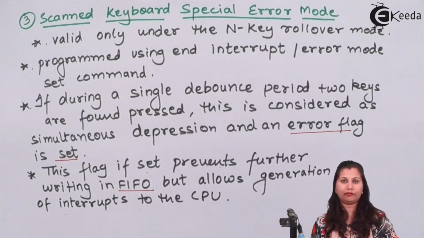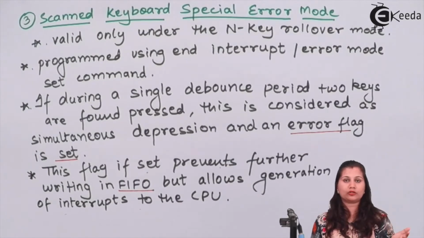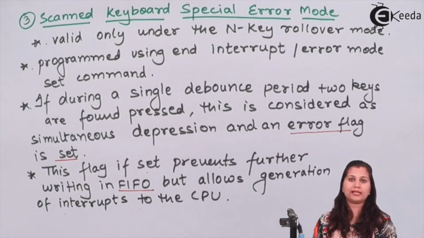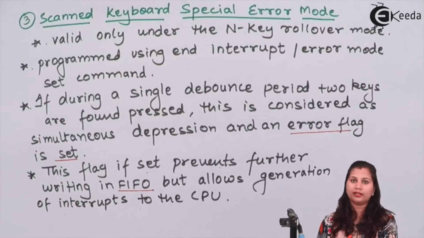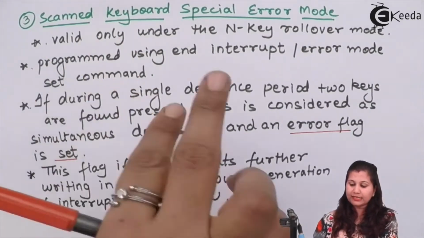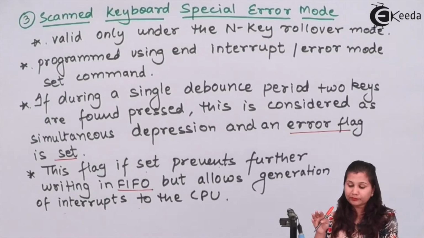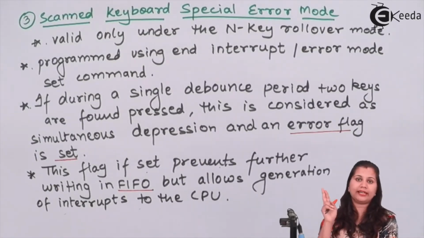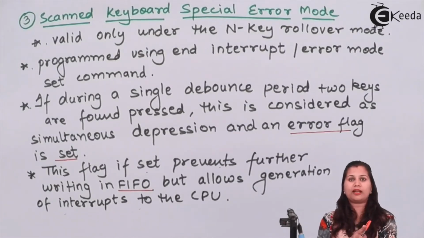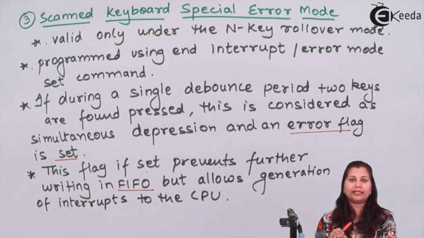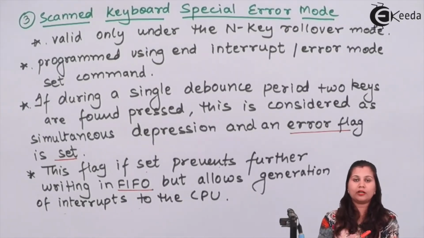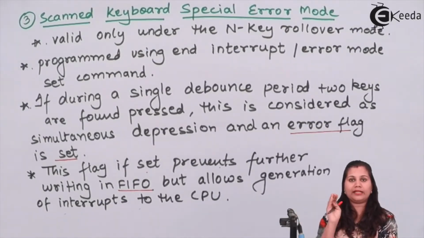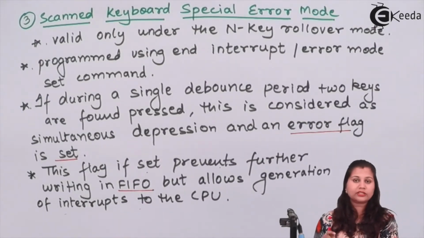CPU so that the CPU can read the FIFO RAM and the FIFO gets empty, so that further keys which are pressed, their information can be stored in the RAM. So this is the special error mode, where if two keys are simultaneously pressed, an error will be generated, the error flag will be set, and this flag will stop writing the information in the FIFO RAM, so that first it will get empty and then further storage can begin. Okay, so these were the three types of the scan keyboard mode.